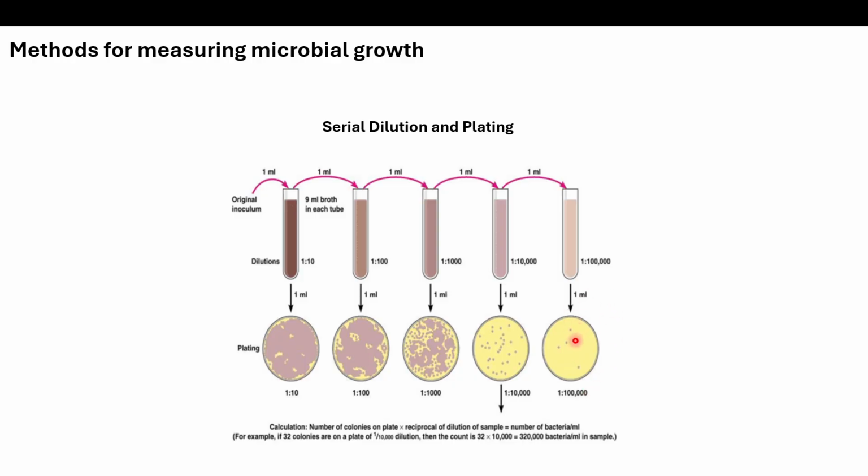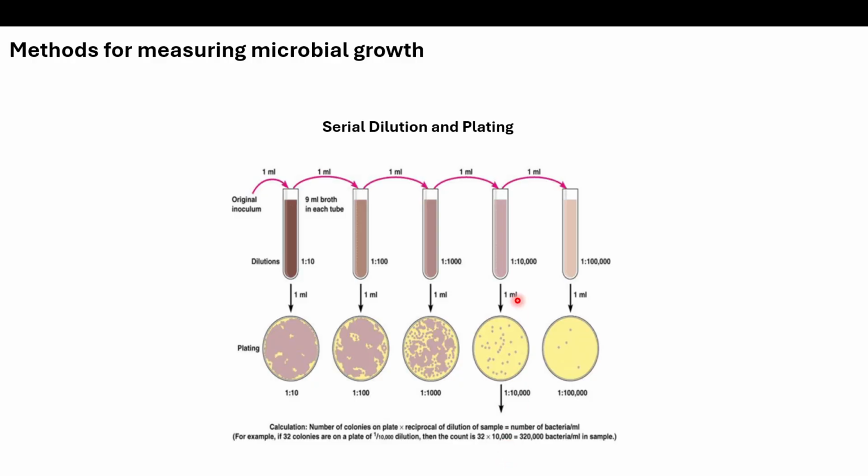If there are 4 bacterial colonies on this particular plate after diluting it by 10 to the power 4, then you will have 4 times 10 to the power 4 cells in the original inoculum. In this example, suppose they have 32 colonies, and the dilution factor is 10,000, so 32 into 10,000. If it would have been 4, then 4 into 10,000. The dilution factor has to be taken care of.